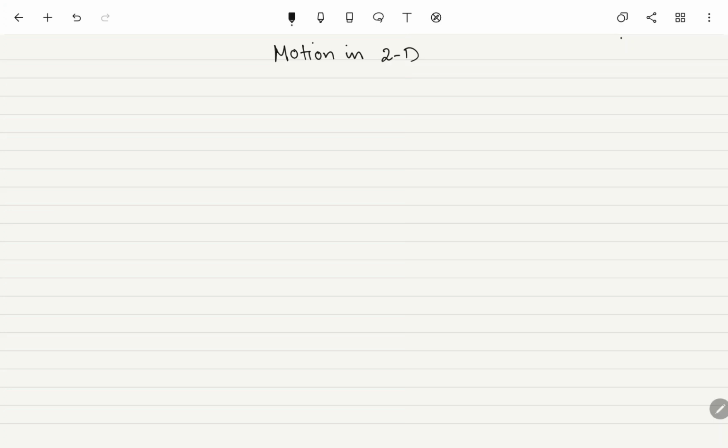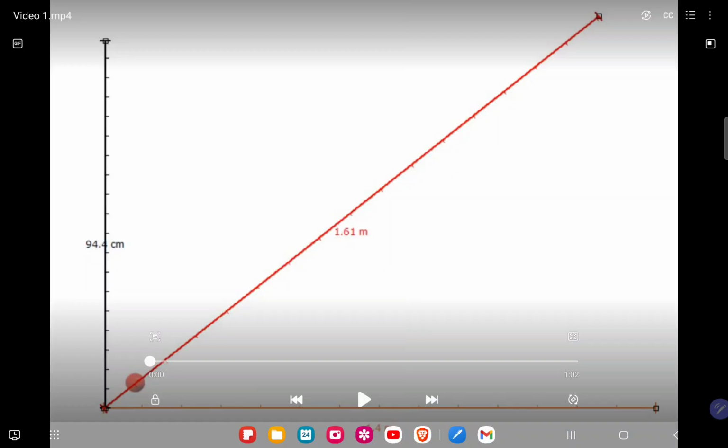In motion in two dimensions, the situation is a little bit different. The object is moving in two dimensions, x and y, at the same time. Let's look at this model. This billiard ball is moving in the xy plane. The ball has two components, one is the intercept with the x-axis, the other is the intercept with the y-axis.